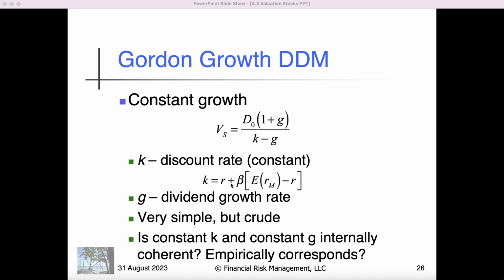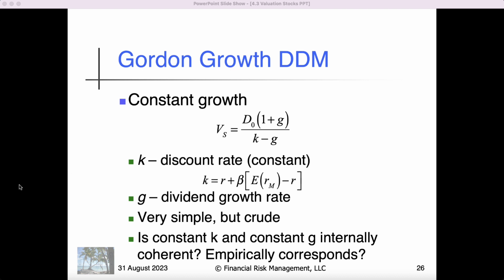You could think of this in a capital asset pricing model framework. You could have some sort of risk premium tied to excess returns in the market over the risk-free rate, and you can have some estimate of the dividend growth rate. It's very simple but crude. Is a constant risk-adjusted discount rate and a constant growth rate internally coherent? Does it correspond with empirical observations? These are some of the challenges in using this particular model.